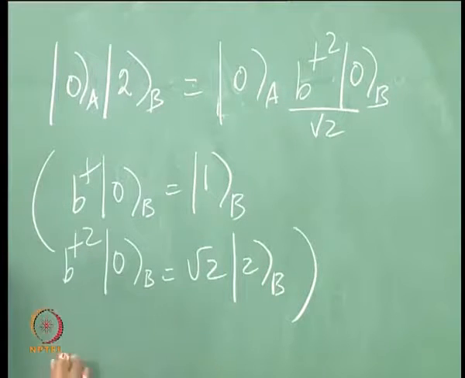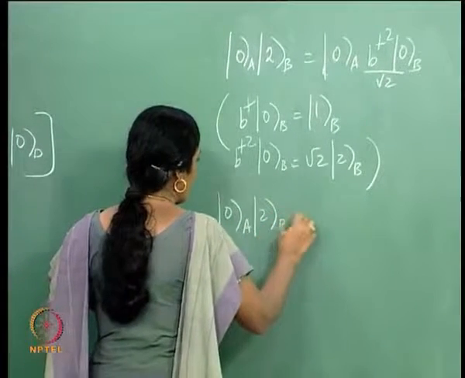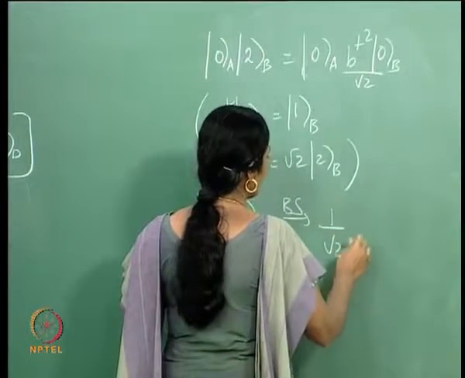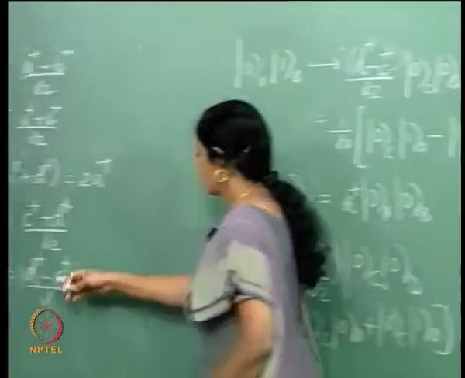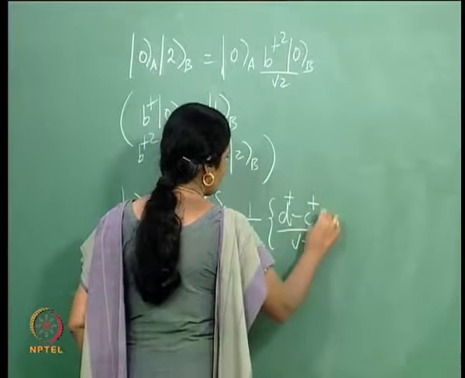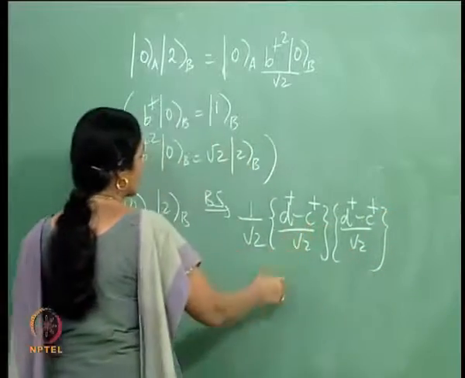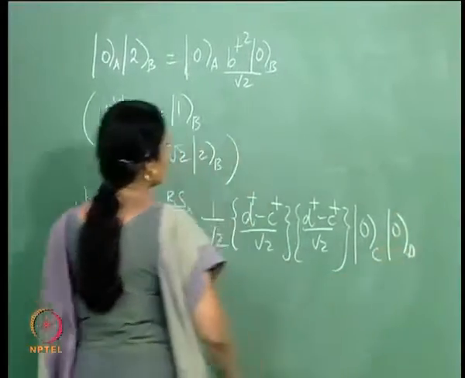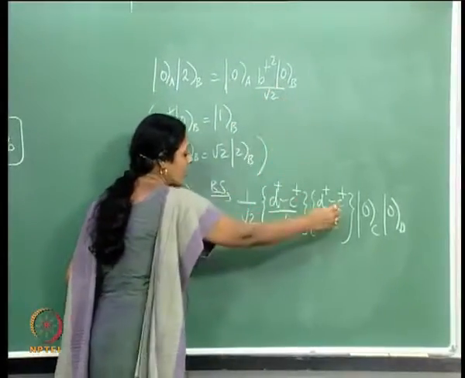Now this object can well be written as 0A 2B, after beam splitting, goes to 1 by root 2. I will have to write B dagger squared in terms of D dagger and C dagger, and therefore I have D dagger minus C dagger by root 2 twice, D dagger minus C dagger by root 2. So this multiplies that, 0C 0D, because I have used the fact that 0A 0B is the same as 0C 0D.